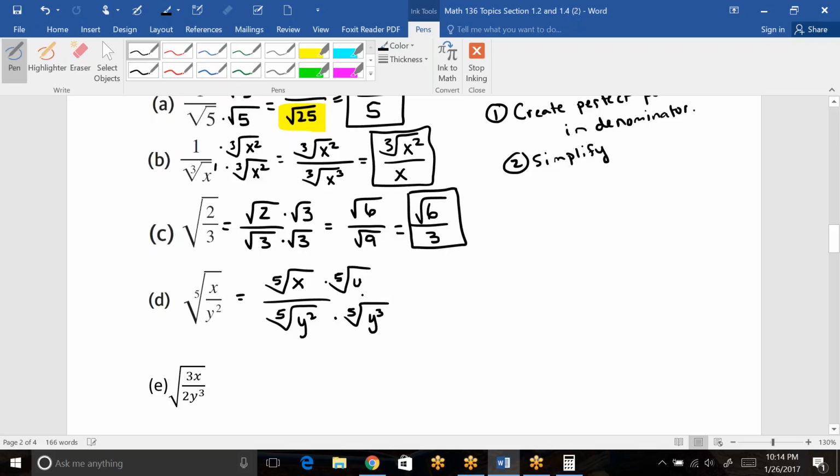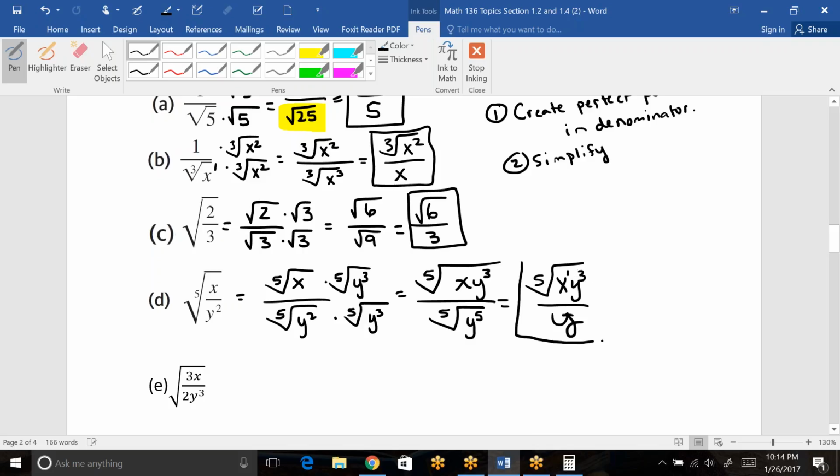Whatever you do to the bottom, you have to do to the top. So now I have fifth root of x y to the third on top, because you multiply these together, over fifth root of y to the fifth, and we just simplify that bottom. So that would just be y. Where you should be a little careful is make sure that none of these powers inside on top are bigger than the 5. If they are, that means the top can also have something pulled out. But everything inside is a smaller power than this root, so we're good.